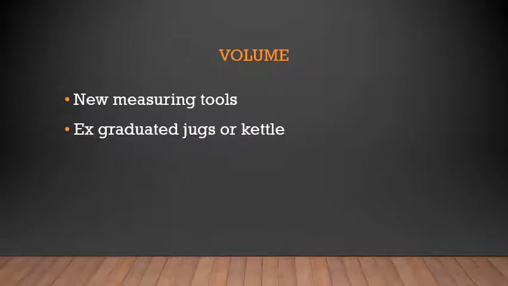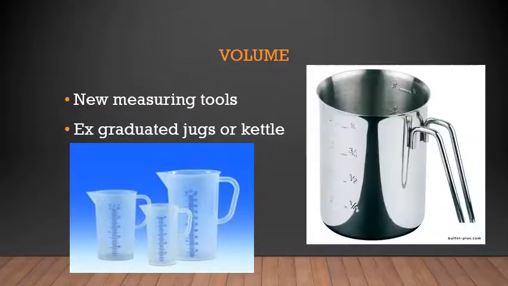So the next property is volume. Now what is volume? Volume is knowing how much space something occupies. The new measuring tools are graduated jugs or kettles. On this jug itself they would have marked, if you fill the water up to that level, it will measure half a liter, 1 liter, like that. It will already be marked on the measuring jar. They are called graduated jugs or kettles.